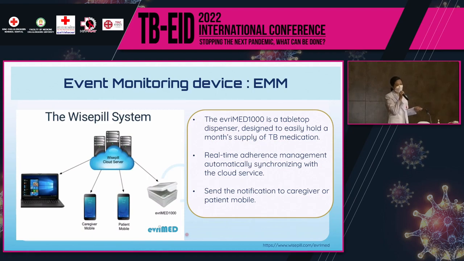This is one of the EMM systems that is currently used in clinical trials, for example the Phoenix study, the preventive therapy for household TB contacts, and the ACTG study. The Evermed 1000 is a tabletop dispenser designed to easily hold a month's supply of TB medication. When the patient opens the box, it sends a signal to the VoicePill system, which can send real-time notifications to either the patient's mobile or the healthcare worker's mobile.